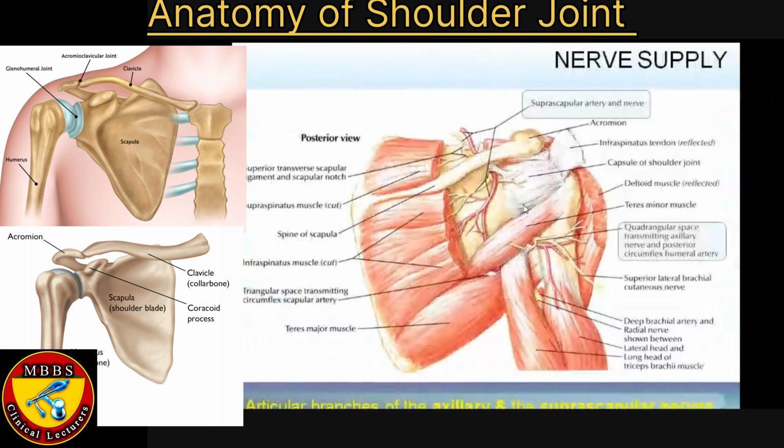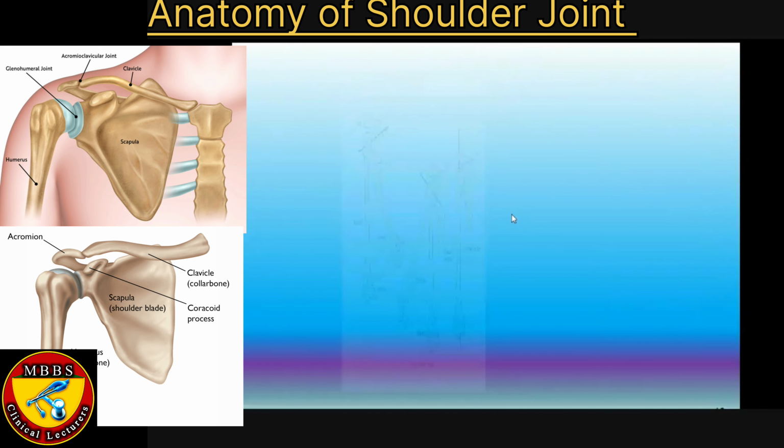You can see that this is the extension of the synovial membrane, which forms the subscapular bursa. If you go to the blood supply of the joint, we can see that there are different articular branches of the axillary artery, and the suprascapular nerve, which are responsible for the blood and nerve supply of the shoulder joint.